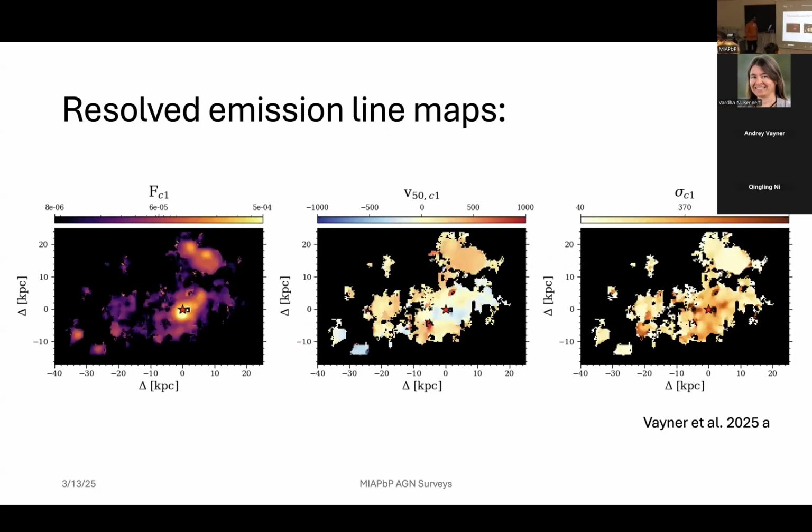So here, just quickly, I want to show the velocity map. This is again integrated at O3. This is the radial velocity, and then this is the velocity dispersion. What's really interesting is that you may notice that in the center of the nebula, in this roughly 10 kiloparsec region, we see a relatively high velocity dispersion. So that's indicating that there's quite turbulent gas in the system.